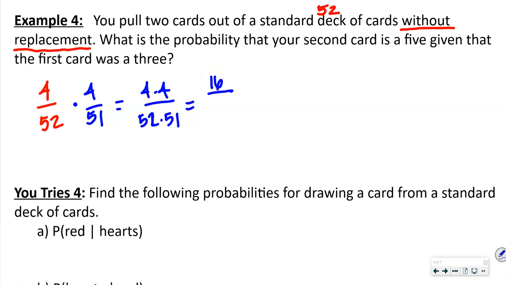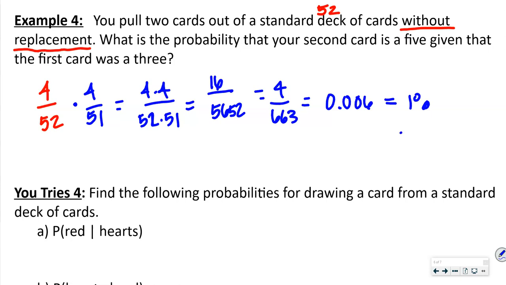16 over 2652, and then we're going to divide the 16 by the 2652 and then reduce that. So that's going to end up being 4 over 663. Okay? When we find that percent, we would get 0.006, which if we rounded that to a whole percent, it would be 1%, but it could also be written as 0.6%, okay? So 0.6%, depending on what the answers look like, okay?